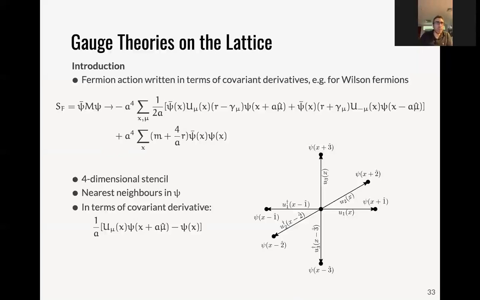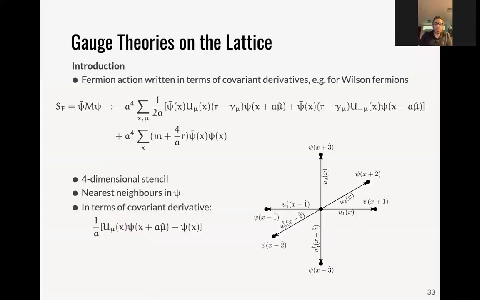So this is the four-dimensional stencil. It covers nearest neighbors in psi, and this is written in terms of a covariant derivative. In order to maintain the gauge covariance of the derivative, every time we take a point split difference like this one, every time we have a derivative, it must multiply with the gauge variables here.